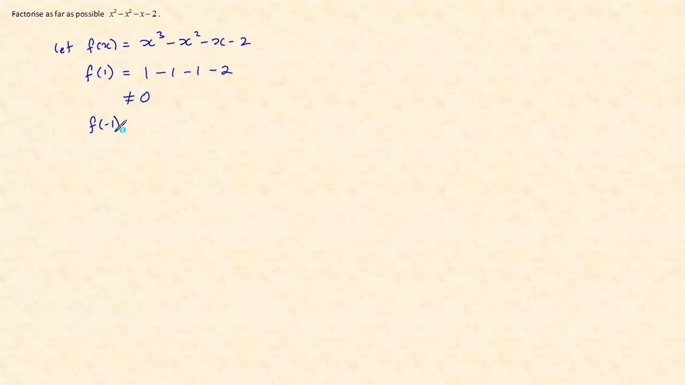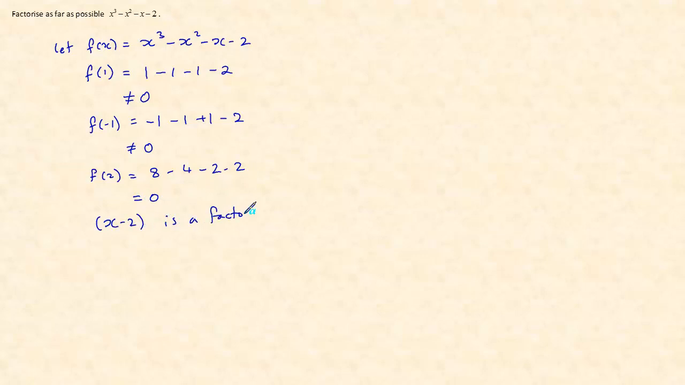Let's try f of negative 1. So that's going to be negative 1, take away 1, add 1, take away 2. Once again, that clearly isn't 0. Let's try f of 2. So that's 8 take away 4, take away 2, take away 2. Now that one is 0, so that tells me that x minus 2 is a factor.